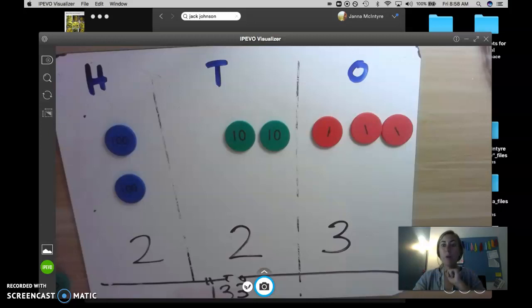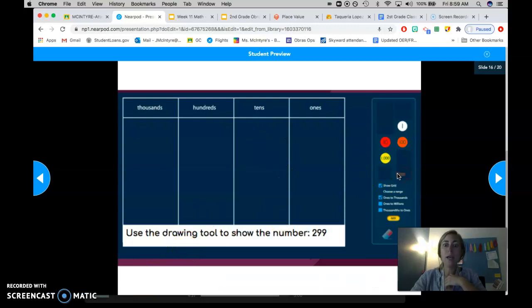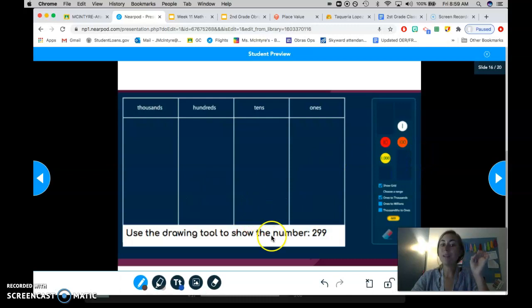When you build them on your Nearpod, I'm going to show you exactly what I want you to do. So, as you can see, all I did was take a picture of the website you already are going to be working with, and I put it on the drawing part. So I'm going to be checking this really carefully. This says use the drawing tool to show the number 299, and then I have my little dots over here to remind you. You do not have to draw a whole circle and a 1, all of that. You do not have to do that, but you do have to put a little dot.